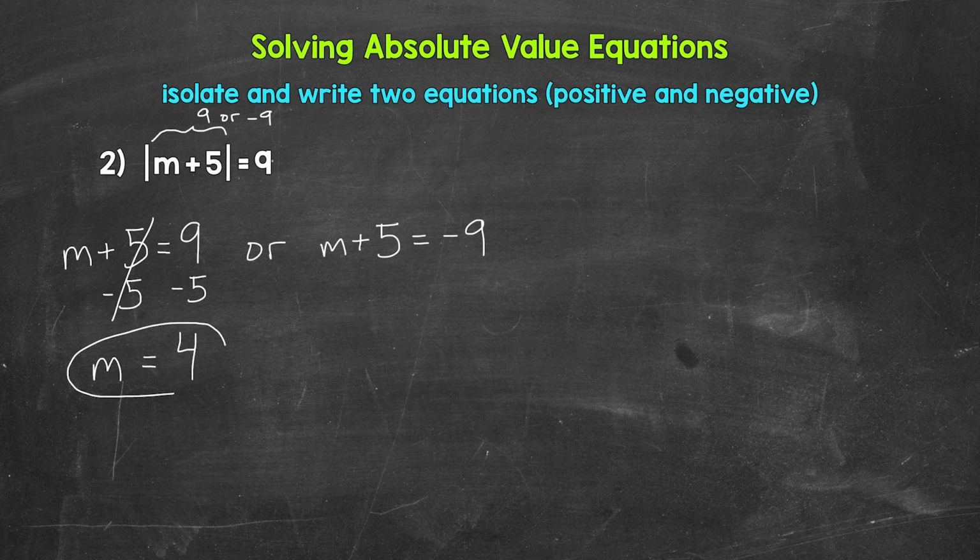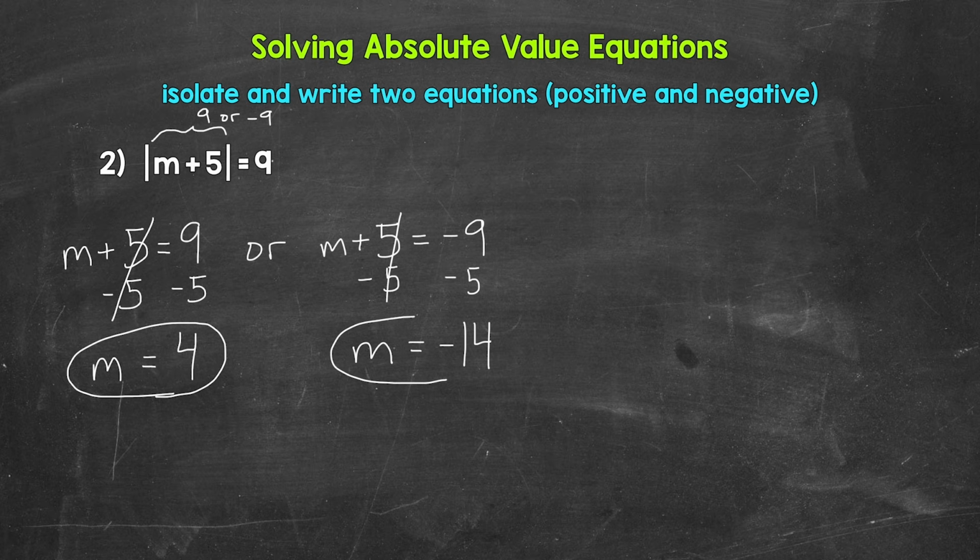So m equals 4. Or let's solve m plus 5 equals -9 now. So we need to isolate m. Let's subtract 5 from the left side. That means we need to subtract 5 from the right side as well. These 5s cancel each other out. m is now isolated, so we have m equals, and then on the right side, -9 minus 5 gives us -14. So m equals -14. And those are our two solutions.